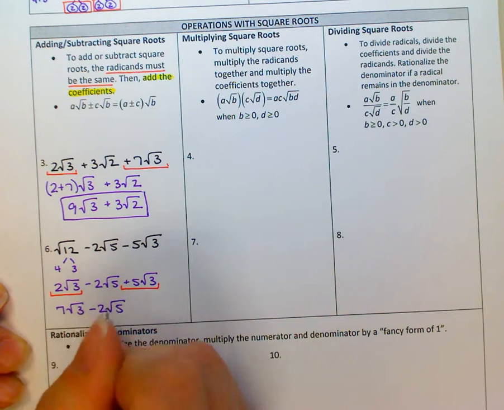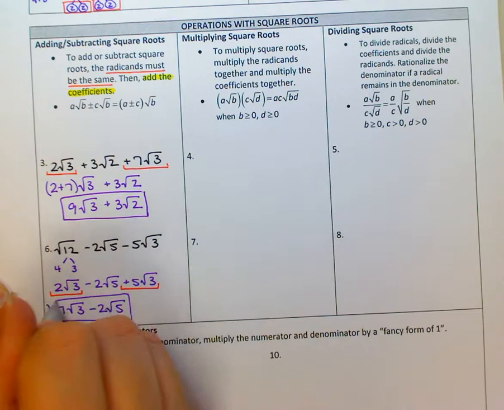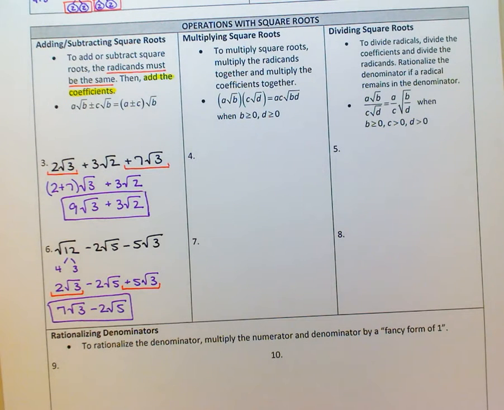5. And again, if you really wanted to, you could put negative 2 square root of 5 in front, but then you have to put plus 7 square root of 3.